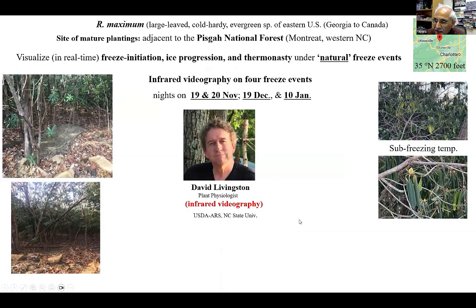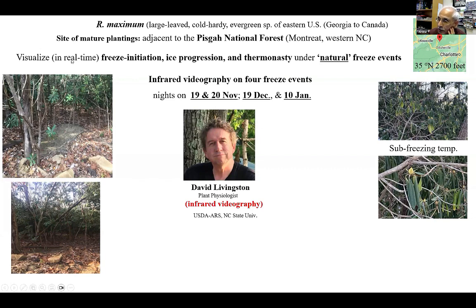We conducted this study with a North American species called Rhododendron maximum, a very hardy species native to the eastern United States, in Georgia and all the way up to Canada. This study was conducted with mature plantings of the maximum population in this forest. You can see all these details here, a little bit about the map where this site is located. And these are mature plantings.